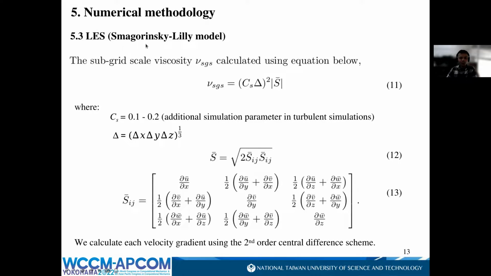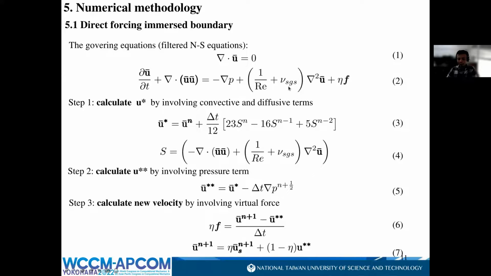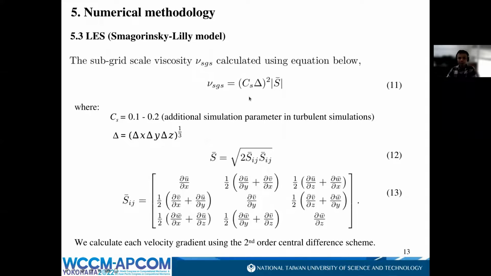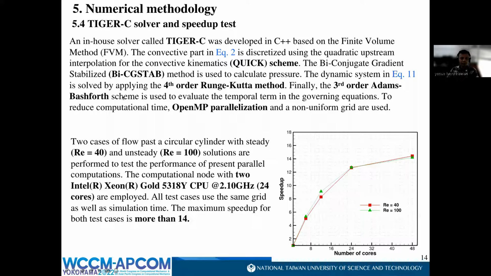In this case, we use the Smagorinsky-Lilly model, equation 11, to calculate the new SGS for the filtered Navier-Stokes equation in equation 2. For this numerical investigation, we use Cs, the Smagorinsky constant, equal to 0.1. For the strain rate tensor, we calculate its velocity gradient in equation 13 using the second order central difference scheme.